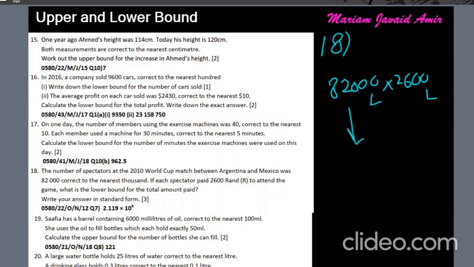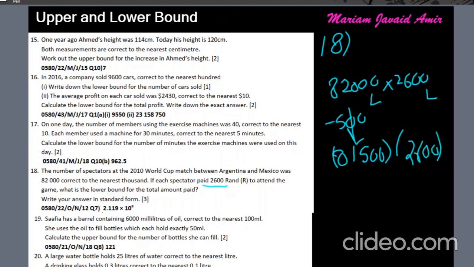Now let's first calculate the lower bound for 82,000. It was correct to the nearest 1000. So 1000 divided by 2 is 500, minus 500. So this gives 81,500, times the lower bound for the amount of money each spectator paid to attend the game. Alright, and 2600 remains the same.